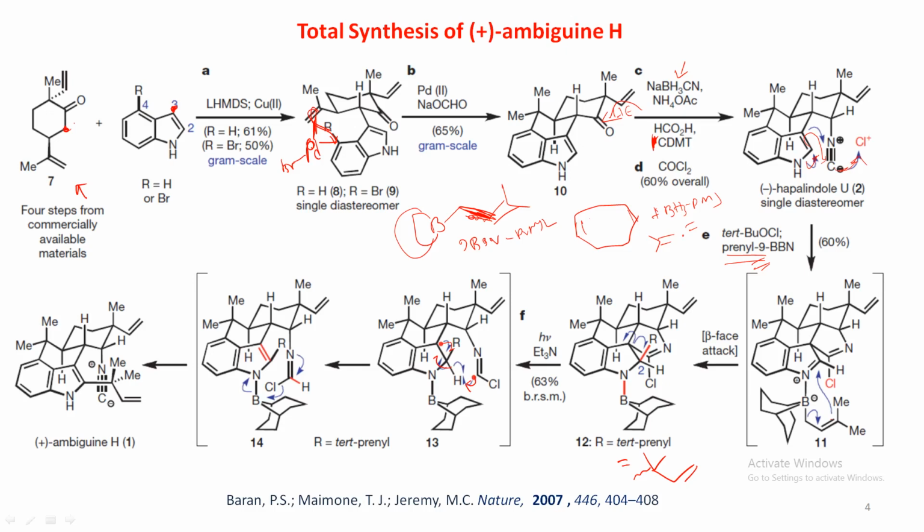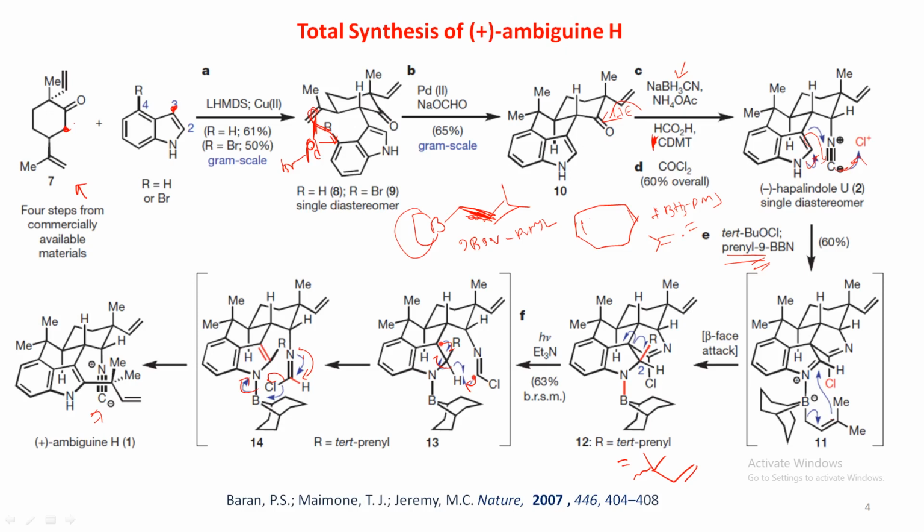So when this particular species is formed, they have seen that this chloro elimination is very much possible to regenerate this NC group, and when this forms, this chloride can attack the boron, which facilitates this boron nitrogen bond cleavage. So when this bond cleaves, this N minus will be neutralized by the proton which is available in the system, and it will generate this ambiguine H. So that's how they have completed their synthesis.